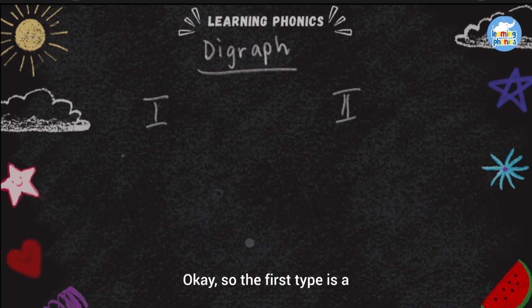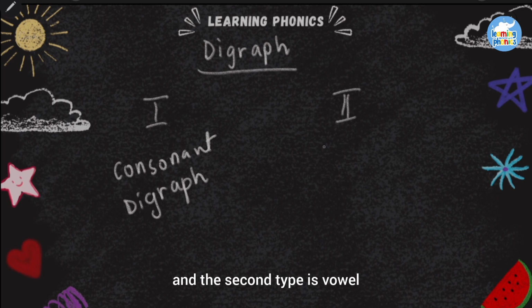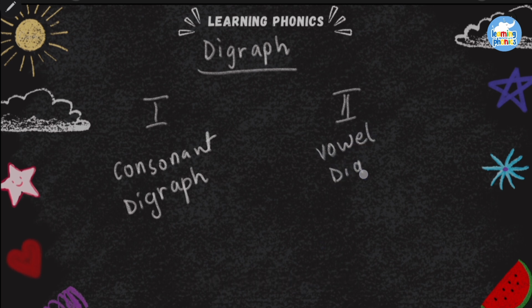Okay, so the first type is a consonant digraph. And the second type is a vowel digraph.